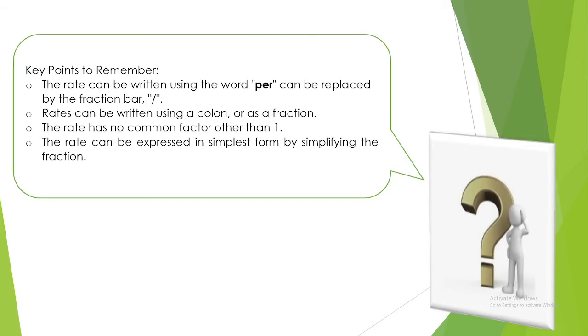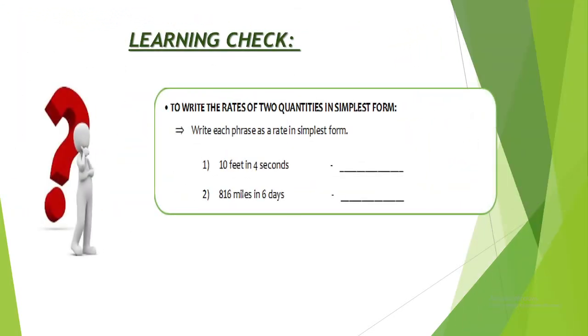Let's skip that. Okay, let's have this one. To write the rates of two quantities in simplest form, we have 10 feet in 4 seconds. What is 10 feet divided by 4 seconds? It can also be a decimal. What is 10 divided by 4? That's 2.5. 2.5 feet per second.